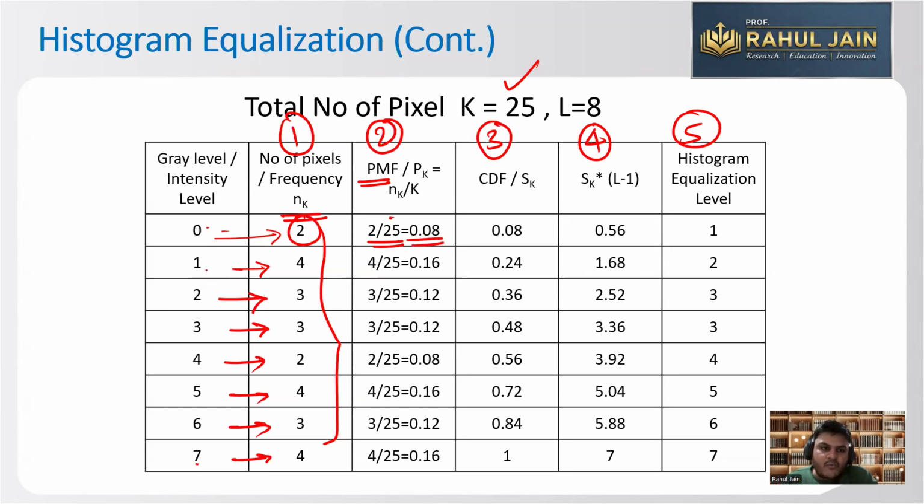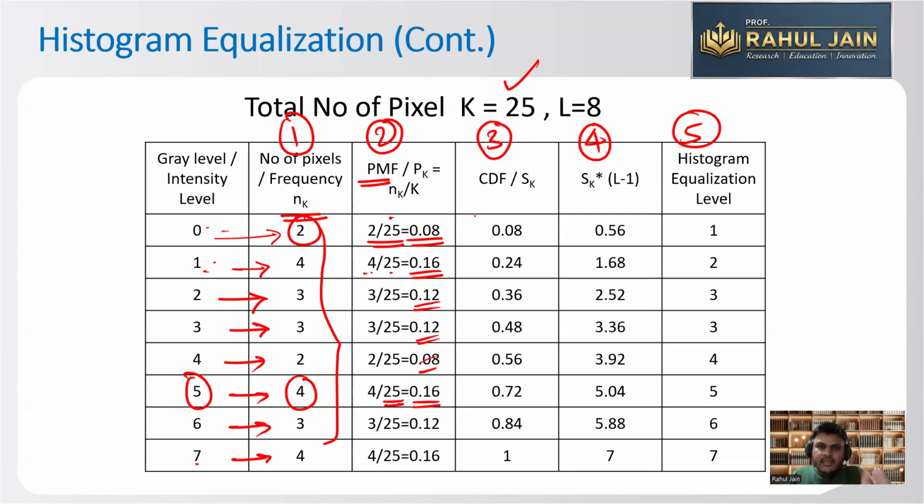Similarly, the PMF value of 1 is 4 divided by the total number of pixels, because 4 is the frequency of intensity level 1. So 0.16. Similarly, for all the intensity levels, these are the PMF values. PMF values are nothing but the total number of times they occur divided by the total pixels. For example, for intensity level 5, it occurs 4 times, so divide it by the total number of pixels. This is the PMF.